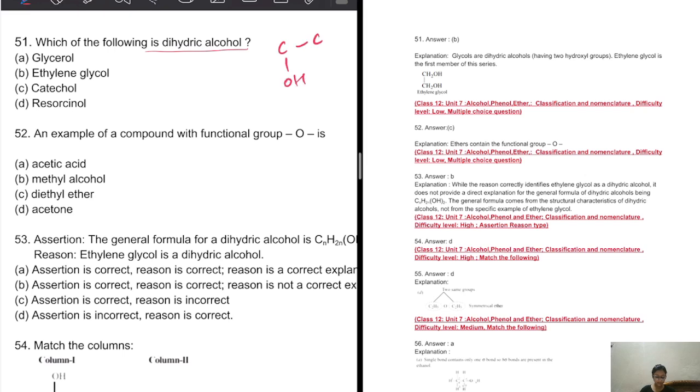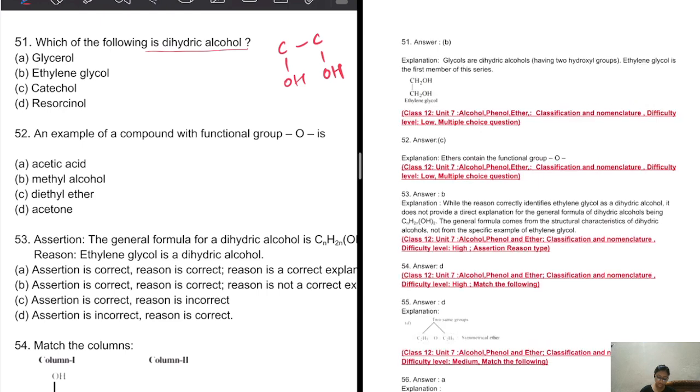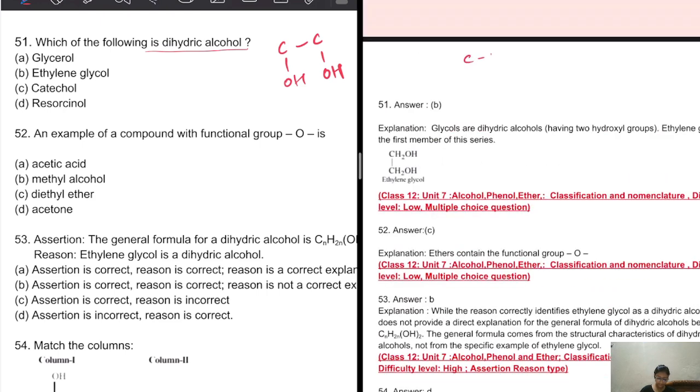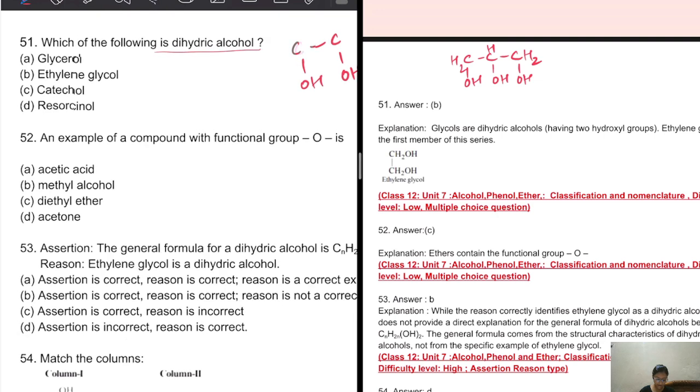This moiety would be dihydric alcohol. Okay. So, let's see. The options given are glycerol. What is the structure of glycerol? Glycerol will be this. Okay, so this would be glycerol. So this is not the answer.